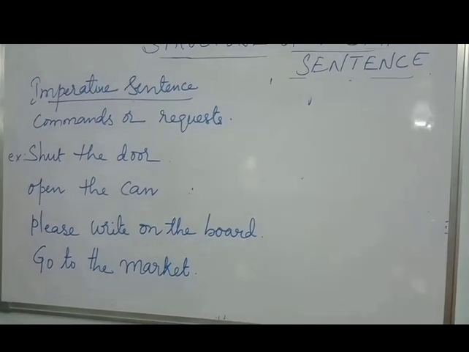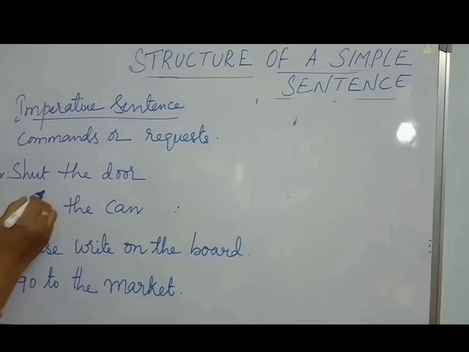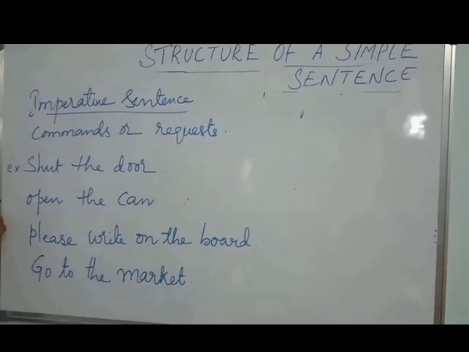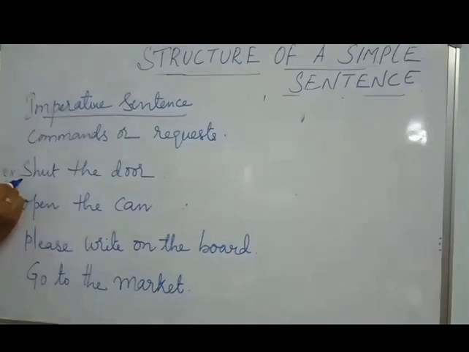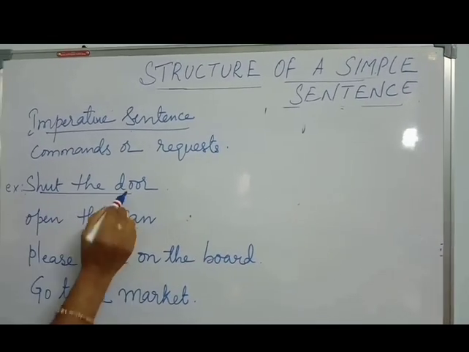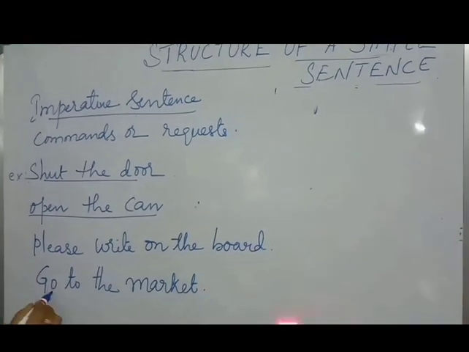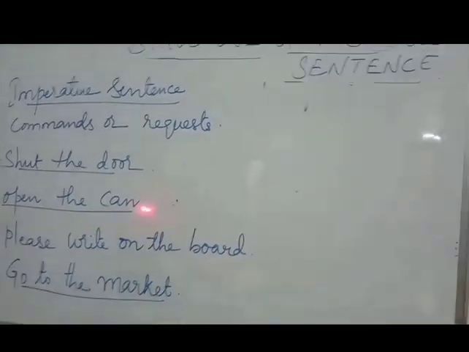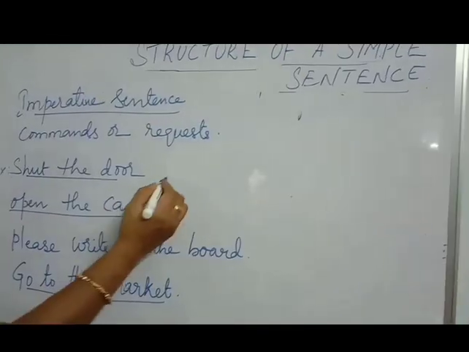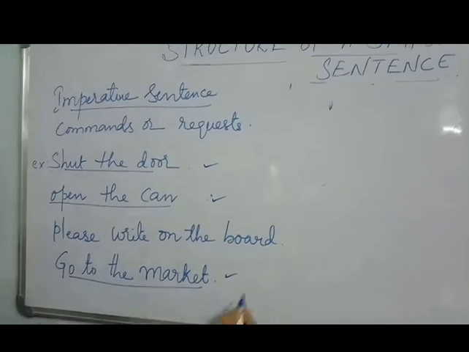Now, the first sentence, the second sentence and the fourth sentence are commands. The first sentence, shut the door. The second sentence, open the can. And the fourth sentence, go to the market. More or less, they sound like commands. And the third sentence is actually a request.